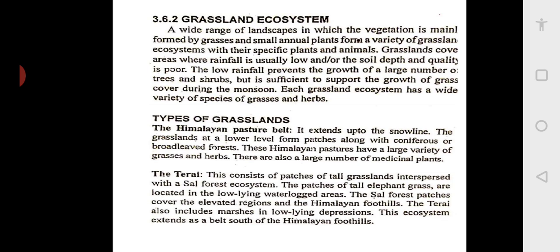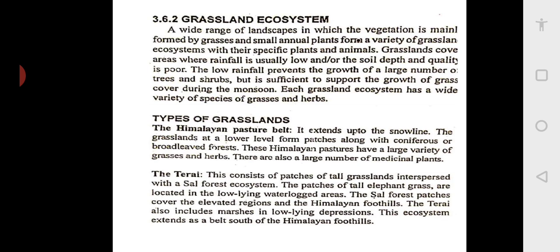Now comes the Terai region. This consists of small patches of tall grassland interspread with sal forest ecosystem. The patches of tall elephant grass are located in the low-lying waterlogged areas. The sal forest patches cover the elevated regions and the Himalayan foothills. The Terai also includes marshes in the low-lying depressions. This ecosystem extends as a belt south of the Himalayan foothills.